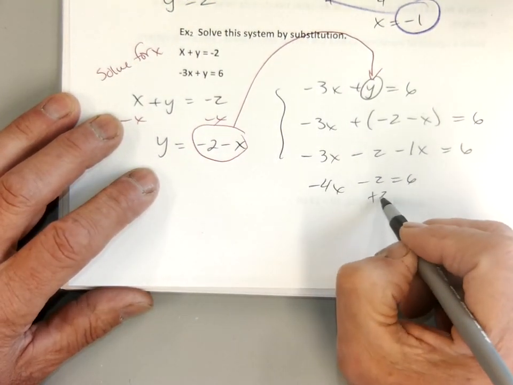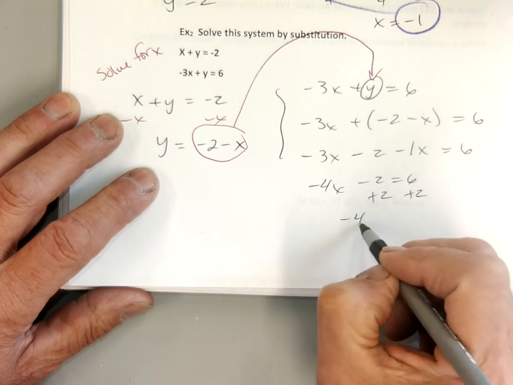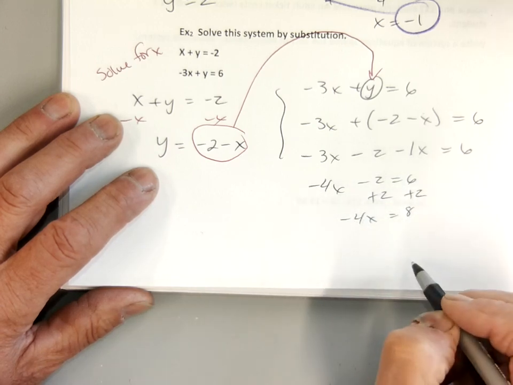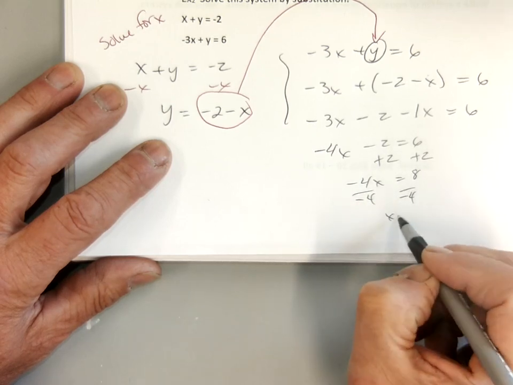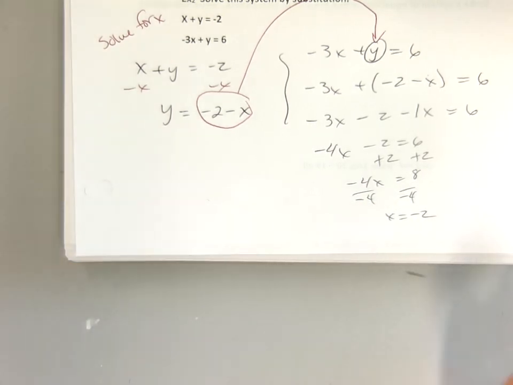Plus 2. Divide by -4. X equals -2. Now that's only half our answer, right? We've got to get the y.